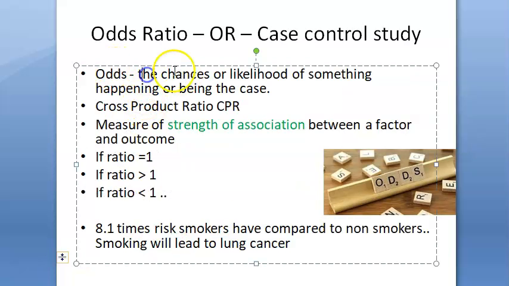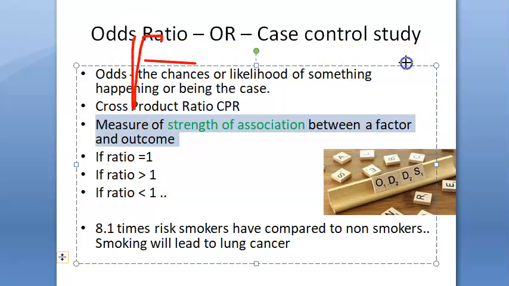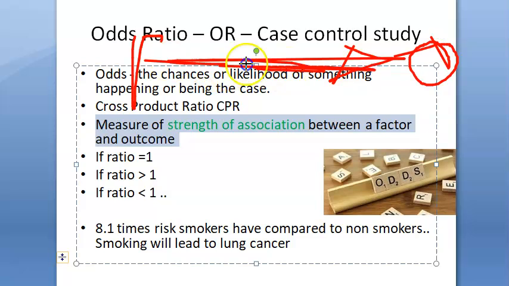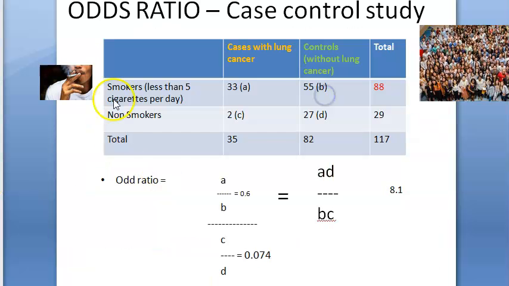So, odds ratio is the chances or likelihood of something happening, okay, or being the case. This is cross product ratio. It will measure the strength of association between the factor and the outcome. So, between the factor and the outcome, it will measure the strength of association. Look at this.